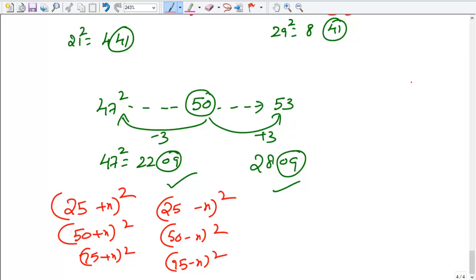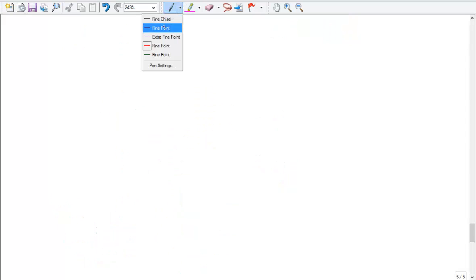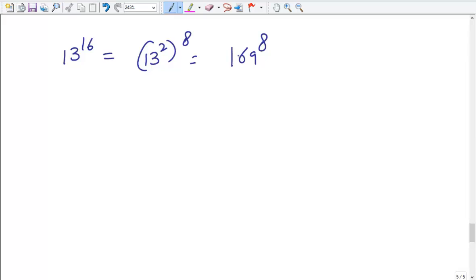Now let's go back to the question. The question we have asked is 13 power 16 last two digits. That's going to be 13 square whole power 8. 13 square is 169 whole power 8. Since we need to find the last two digits, we need to consider only 69 power 8. 69 power 8 can be written as 69 square whole power 4. Now we need to find the 69 square last two digits.